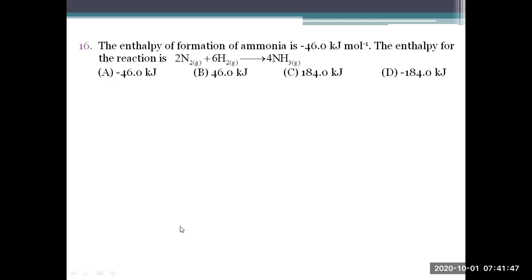That's correct. For 1 mole of ammonia, enthalpy of formation means it is always for 1 mole of substance to be formed. Heat liberated is 46.0. But in the equation, there are 4 moles of ammonia. So into 4, it can be 184.0 kilojoules of heat is liberated. It should be positive, so it's not positive.